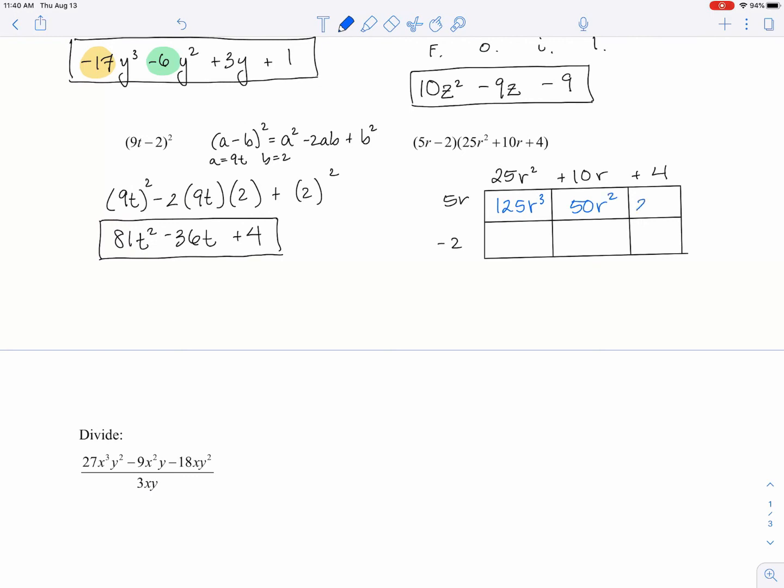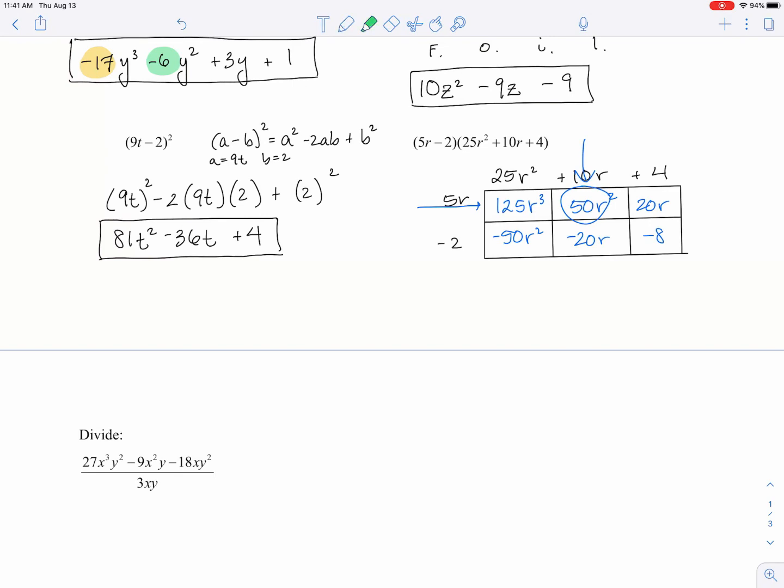50r squared, 20r. If you don't recall, what I'm doing here is I am taking the column and row and multiplying them together. So I got 50r squared by multiplying 5r and 10r together. This is going to be negative 50r squared. This is going to be negative 20r, and this is going to be negative 8.